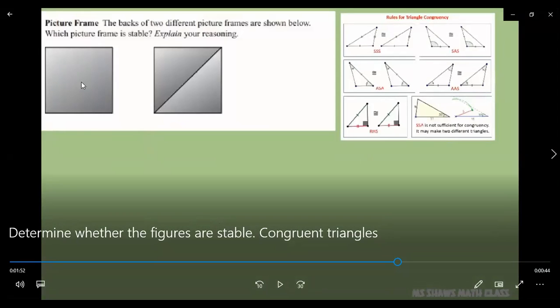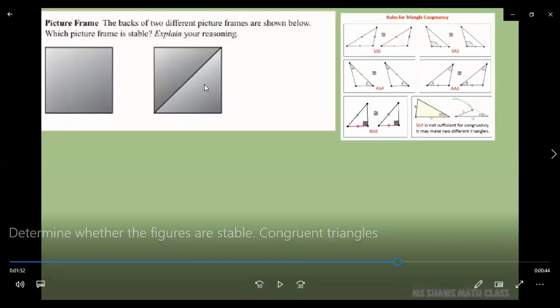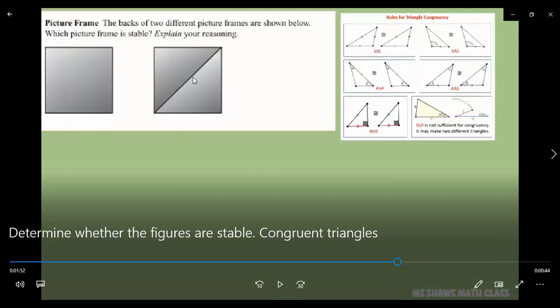So the first one will not be stable because we can divide it in different ways, and they will not be congruent by using side congruence. But the second one, we already divided it into 2 triangles, and those 2 triangles now are what? Those 2 triangles in the second shape, we divided it by the diagonal, right? And they form 2 triangles. Those 2 triangles are congruent. Then the picture on your right side will be stable, but the picture on your left side will not be stable.